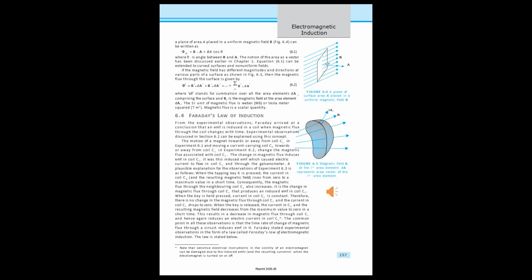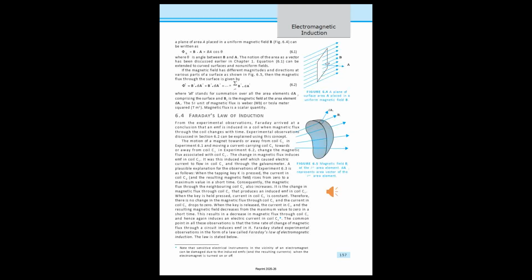6.4 Faraday's law of induction. From the experimental observations, Faraday arrived at a conclusion that an EMF is induced in a coil when magnetic flux through the coil changes with time. Experimental observations discussed in section 6.2 can be explained using this concept.